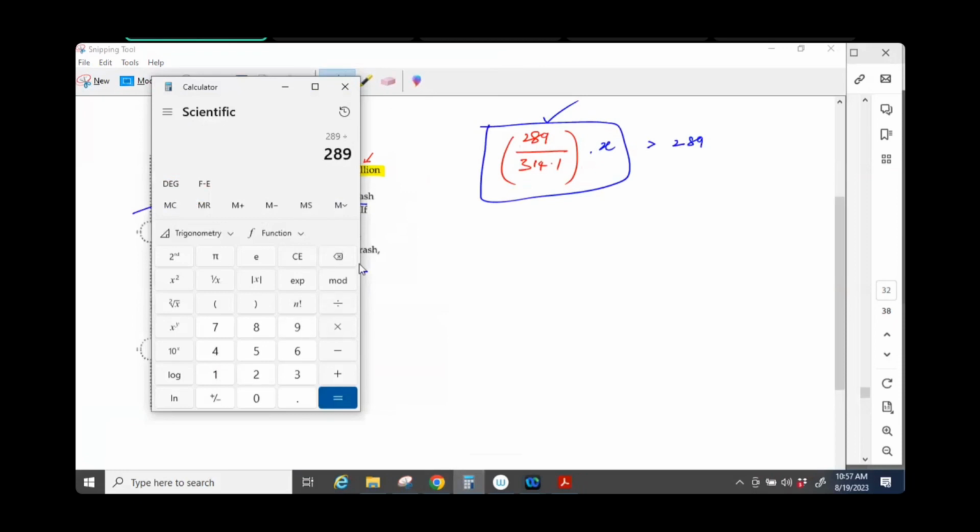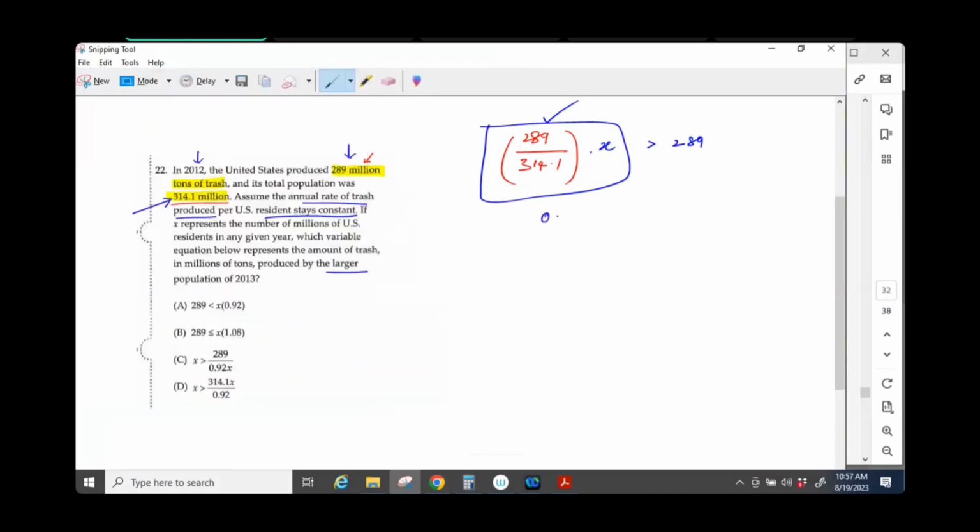289 divided by 314.1. So 0.92. So 0.92 ton trash produced per resident. And if you multiply by the X number of population, of course, if it is larger than originally, of course, the trash produced will be certainly more than what it was in 2012. Is that making sense or not?